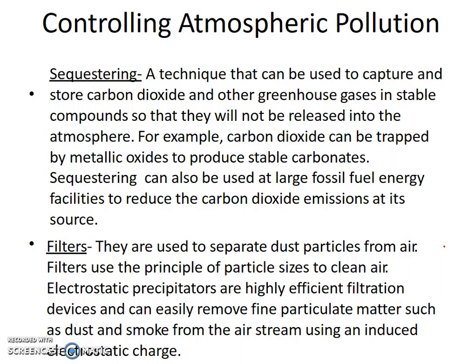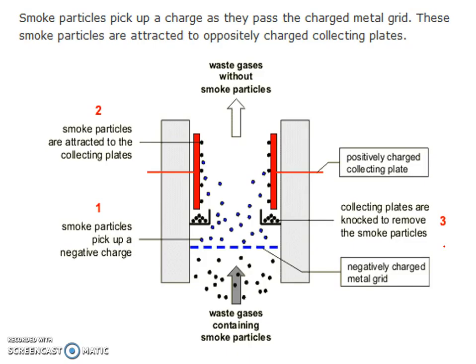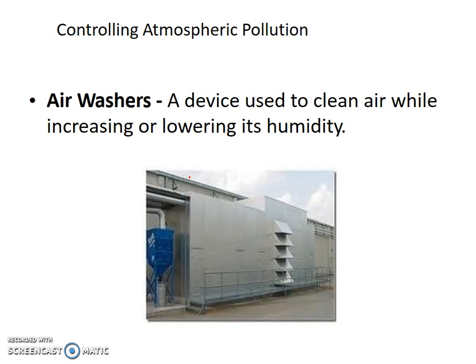Sequestering, the idea of sequestering is just taking greenhouse gases and incorporating them into more stable compounds. For example, carbon dioxide can be combined with metallic oxide to form a stable carbonate. Filters, you can get rid of larger particles using electrostatic precipitators. Here's an example of one. The idea is you pass it through, the dust picks up a negative charge, and it gets attracted to a positive plate.